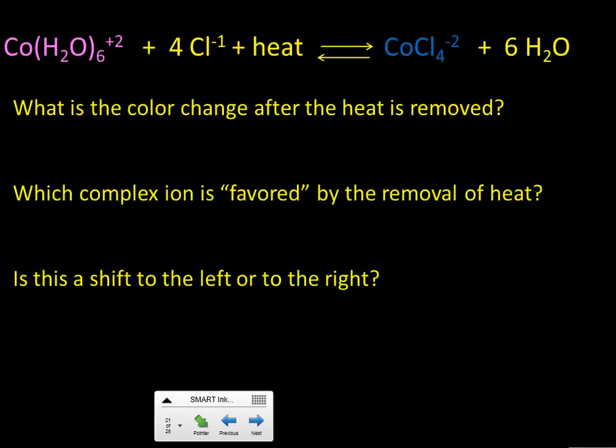So the color change after the heat is removed is it turns to pink, because as we take heat away, the equilibrium will shift to replace the heat that you just took away, but in the meanwhile it'll also produce everything else that's on this side of the equation. So the complex ion that's favored in this particular stress, the removal of heat, is the pink cobalt cation, which means because it's on the reactant side, it is a shift to the left.